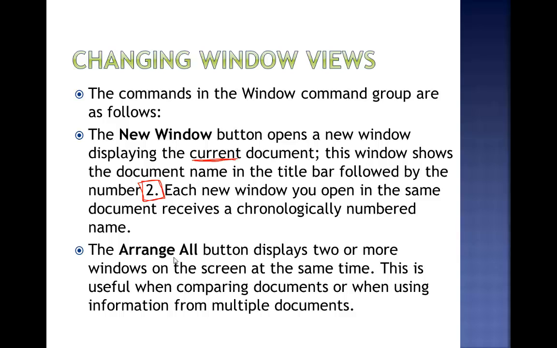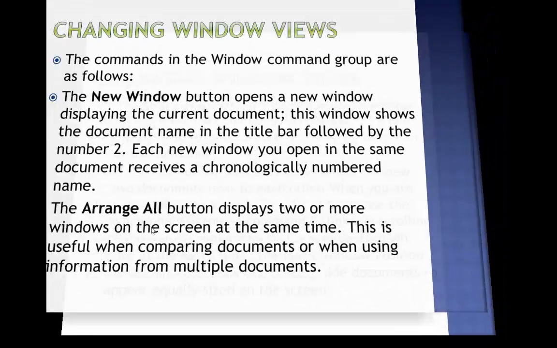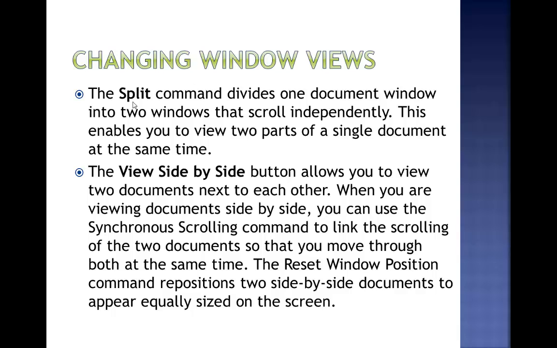The Arrange All button displays 2 or more windows on the screen at the same time. This is useful when comparing documents or when using information from multiple documents. So again, if you have more than one document open or more than one window open, you can click Arrange All and it will arrange all of the windows for you. Let's move on. The next button is the Split button. Split command divides one document window into two windows that scroll independently. This enables you to view two parts of a single document at the same time.